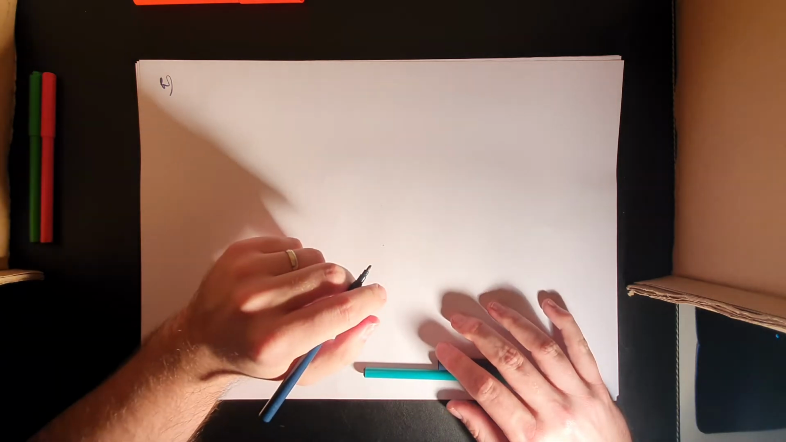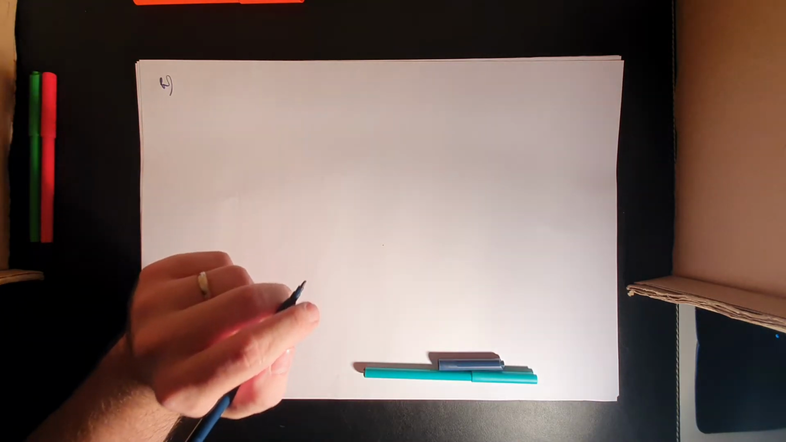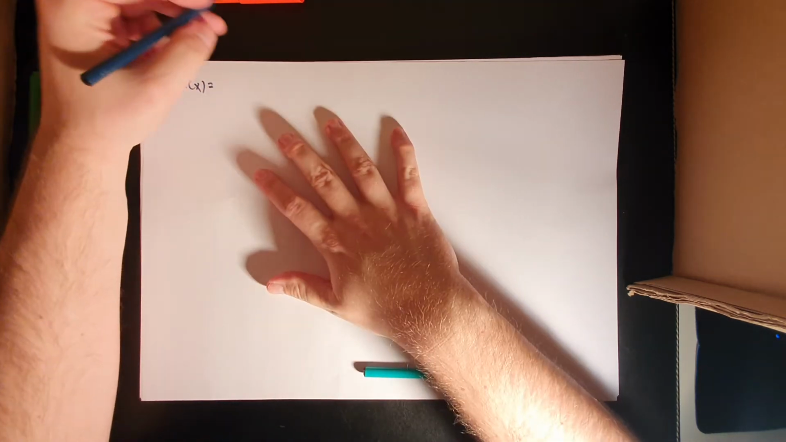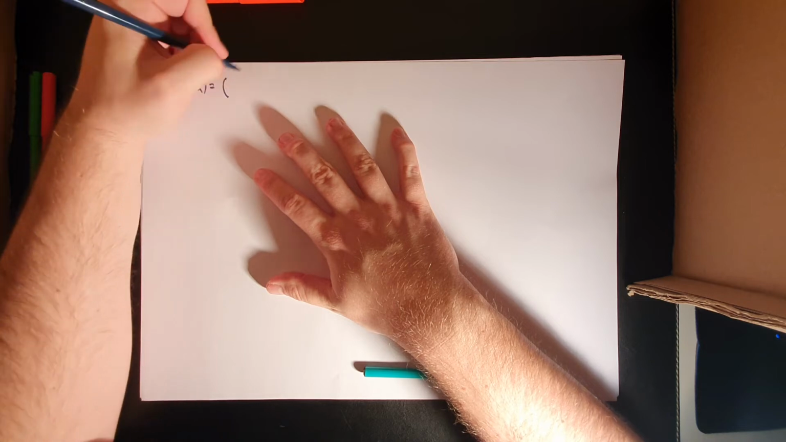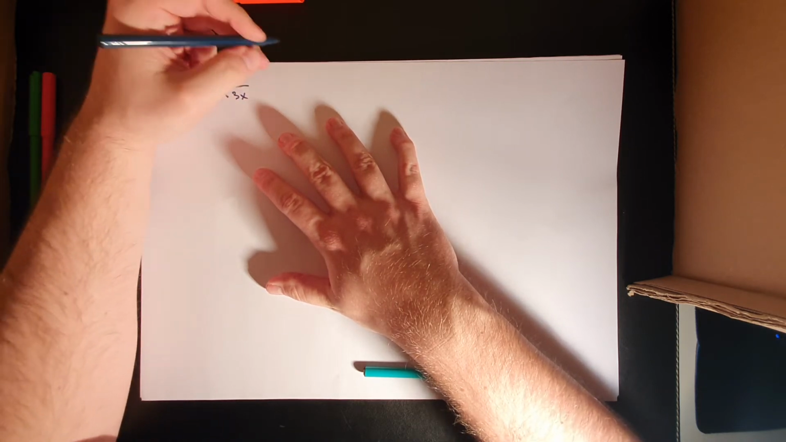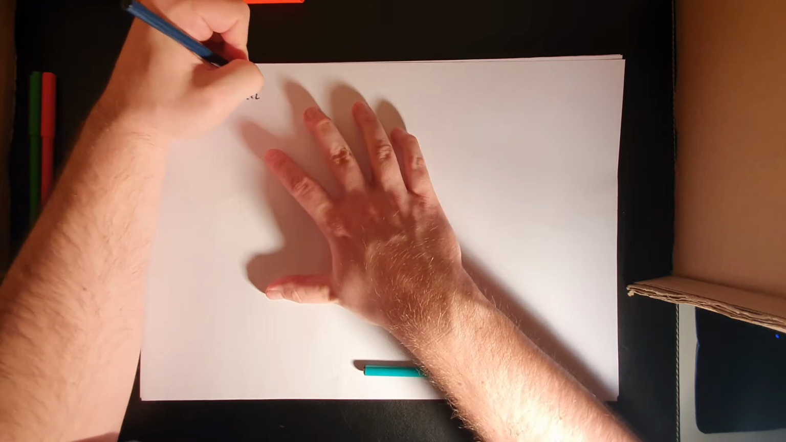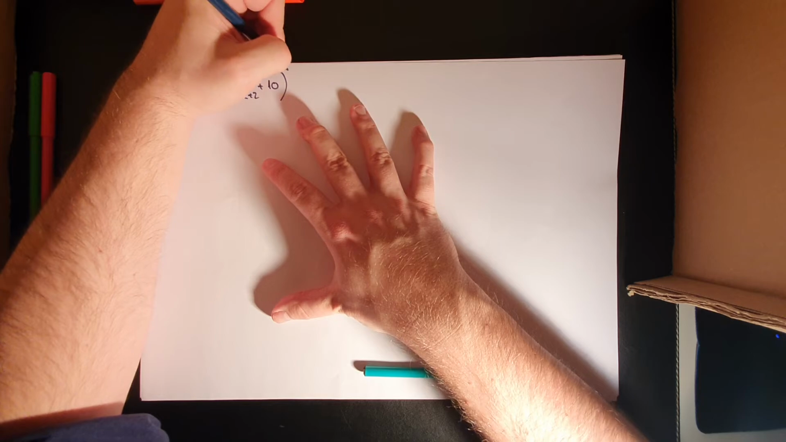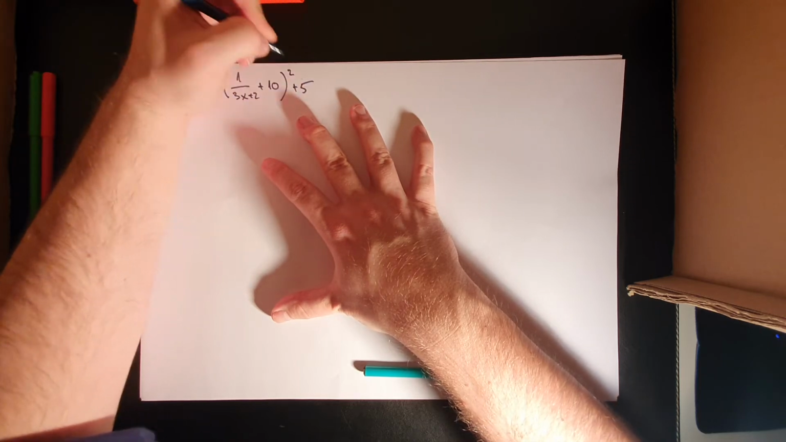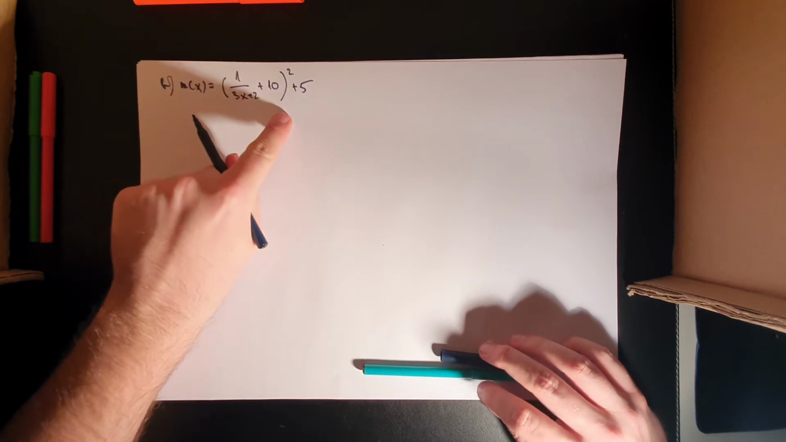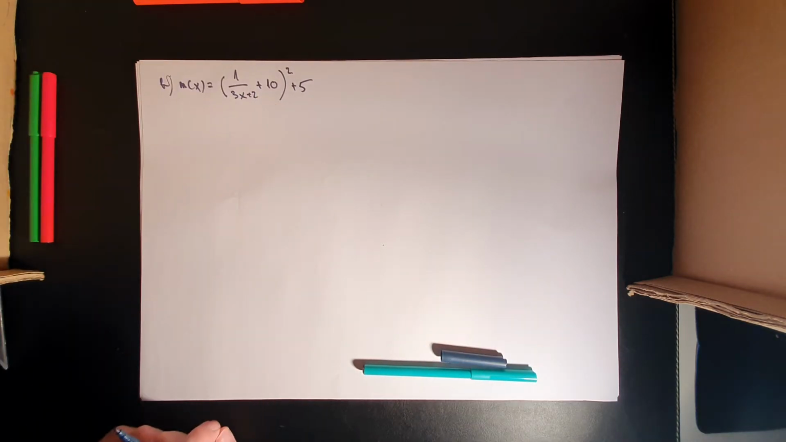Still example 5. Now for the B, we're talking about the n function, where n of x is equal to brackets. Inside of the bracket is 1 over 3x plus 2, everything plus 10. Close the bracket. Squared plus 5. Another combo of reciprocal and quadratic function.